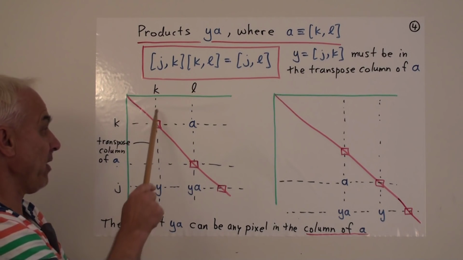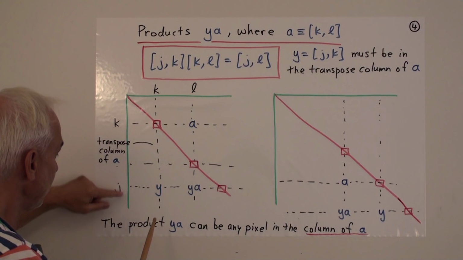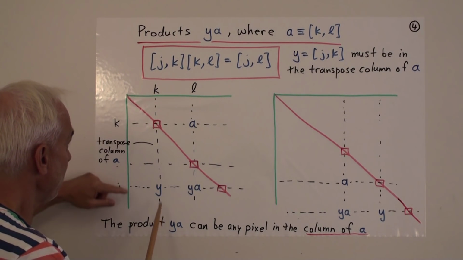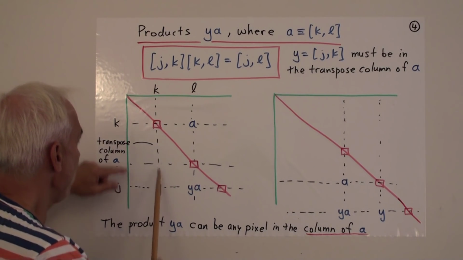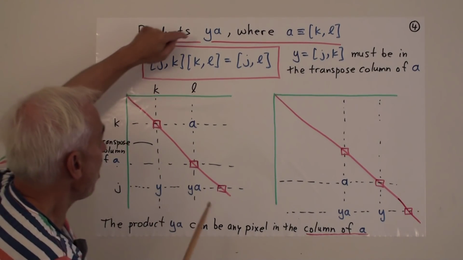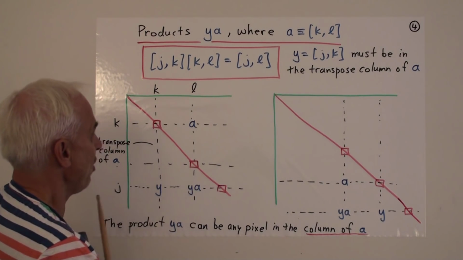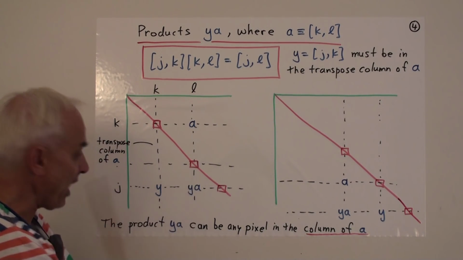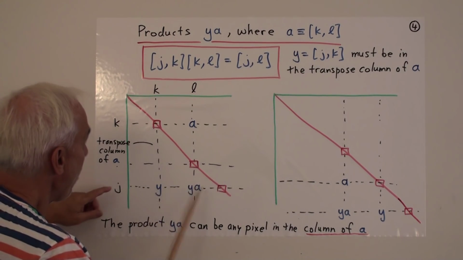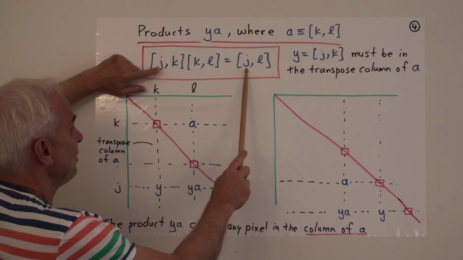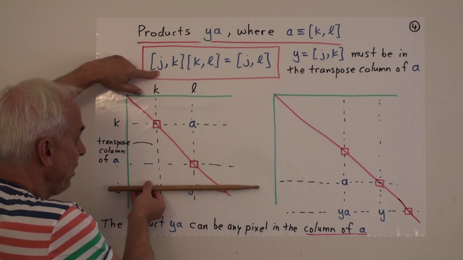And it can be anywhere in there. The other index J is just the index here that determines what row this Y is in. So as we move Y up and down this column, then the product YA will move up and down this column. Because this YA has the same row as Y. You see the J and the J here agree. That's saying that these two are in the same row.